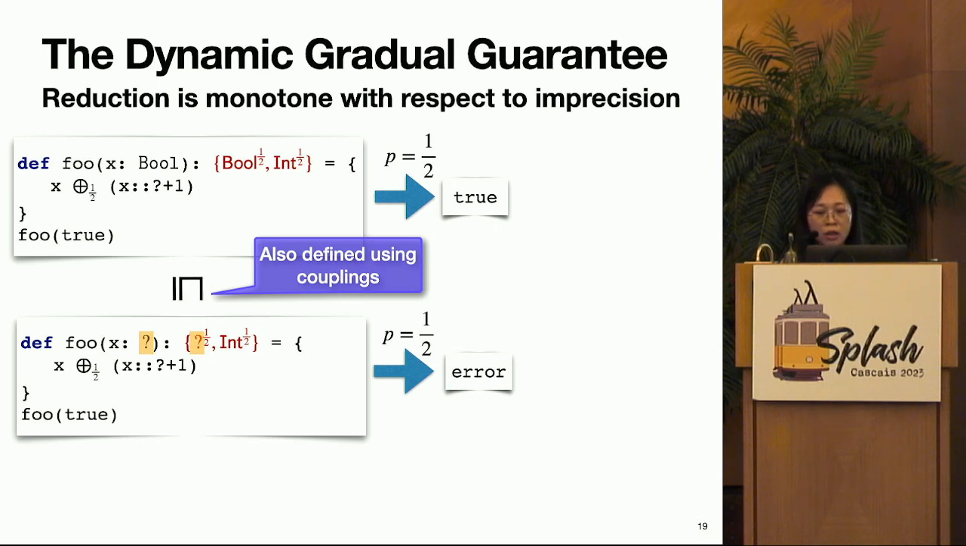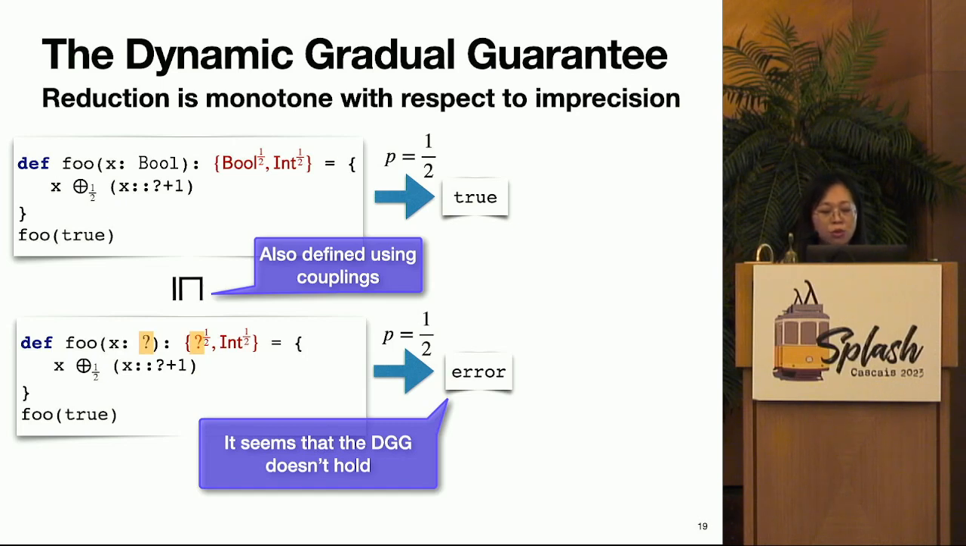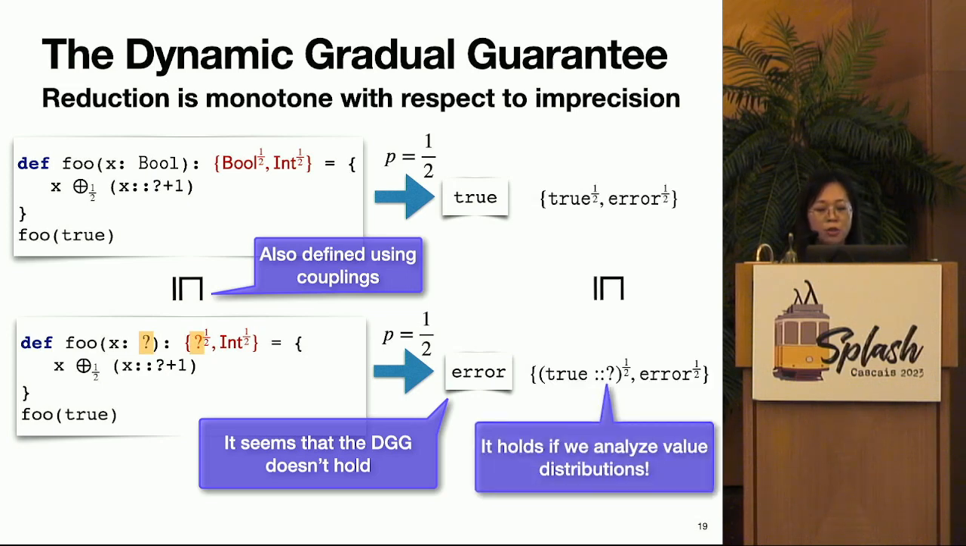So it seems that the dynamic gradual guarantee doesn't hold. But actually, what you have to do is compare the value distribution of these two executions. The first execution is going to give you true and error with half probability each, and we say that is more precise than the distribution of true, unknown, and error with half probability each. So the dynamic gradual guarantee holds if we analyze the whole value distribution, not just a single execution.